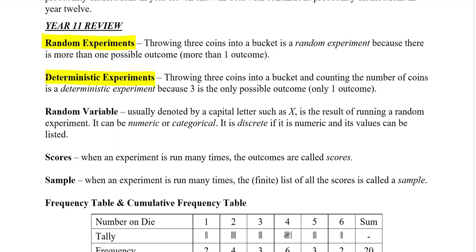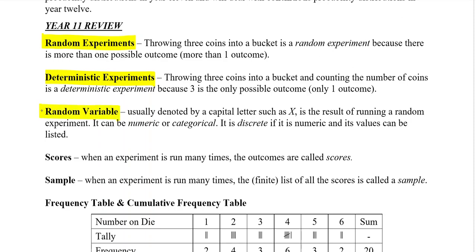Deterministic experiments, throwing 3 coins into a bucket and counting the number of coins, is deterministic because it doesn't really matter what the results are, heads or tails, there's still 3 coins in the bucket. So if we're saying how many coins are in the bucket, that's already determined. There's always going to be 3. There is only one outcome.